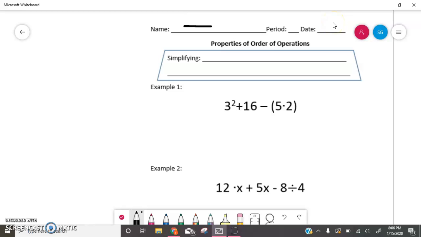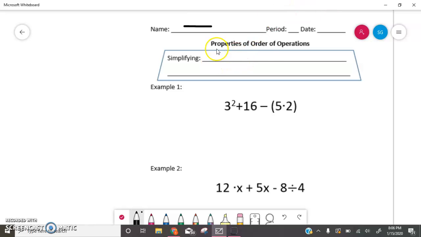And before we actually start solving some of the problems, we're going to talk about the keyword simplifying. What do you think the word simplifying means? Simplifying is a pretty easy word to describe actually because it kind of gives you the answer in the word. Simplifying means to make something simpler or easier to understand.